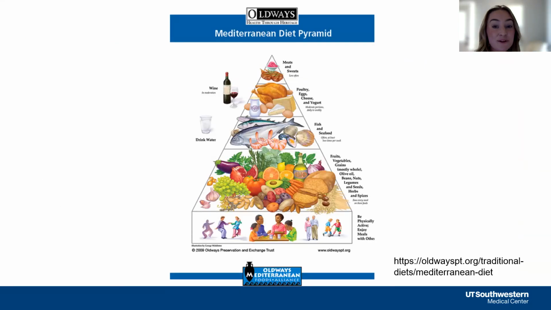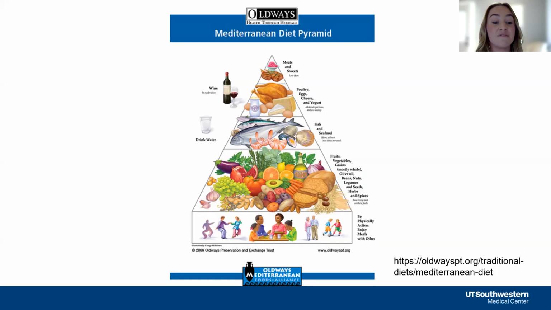So this is just an example of one of those more plant-based diets that I've been talking about, the Mediterranean diet. Old Ways is a really great resource for anybody who is interested in trying to adopt more of this Mediterranean diet. They have some really wonderful resources online, recipes, cookbooks, and things like that. But you can see here in this pyramid, at the bottom, we have, of course, physical activity as kind of the cornerstone or the foundation of this lifestyle.